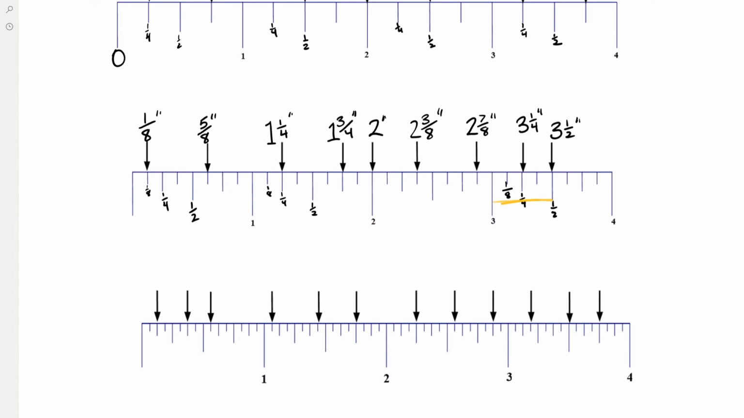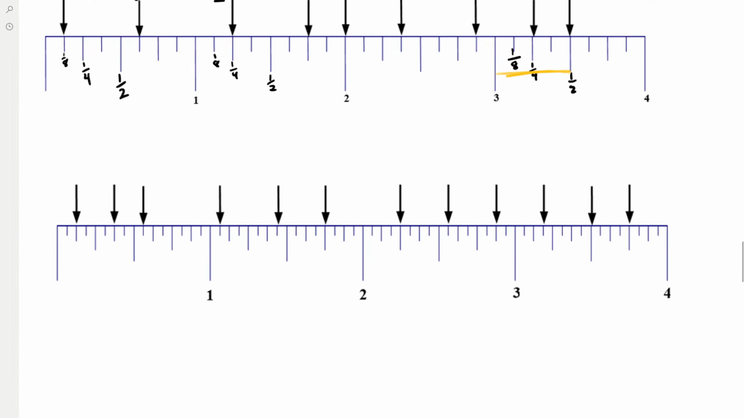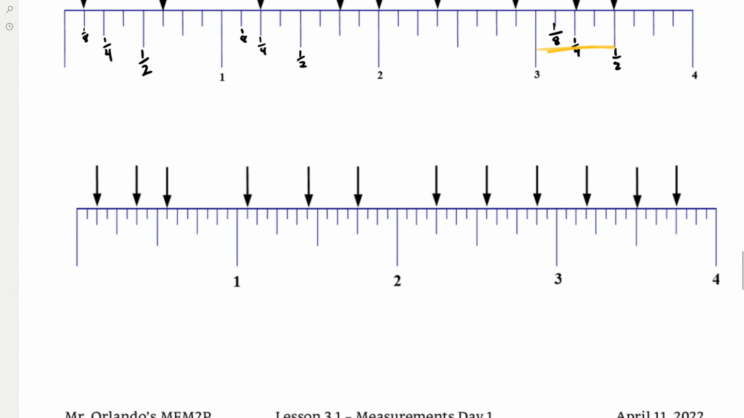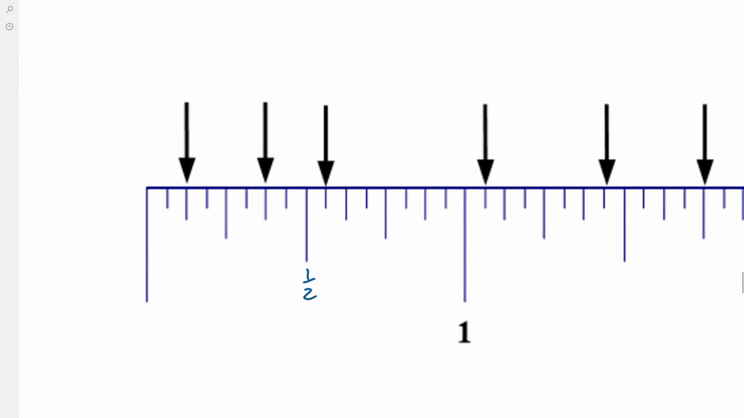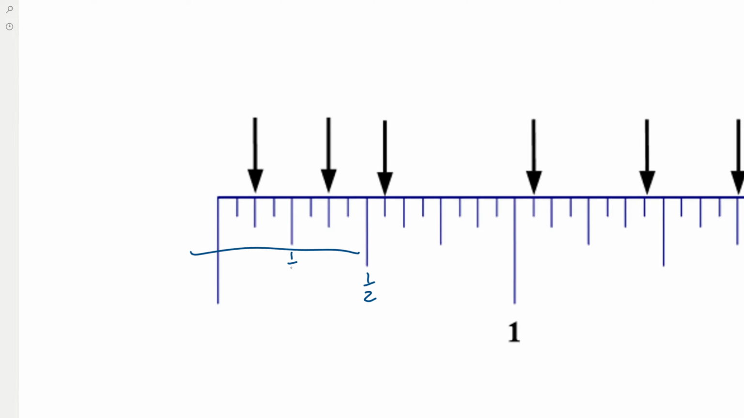Good job. And let's look down here. This is our last example. Now this one, if you cut 1 inch in half, you get 1/2 inches. If you cut that in half, you get 1/4 inches. And a smaller pen here. So 1/2 inch. If you cut that in half, you get 1/4 inch. If you cut that in half, you get 1/8 of an inch. And if you cut that in half, you get 1/16 of an inch.